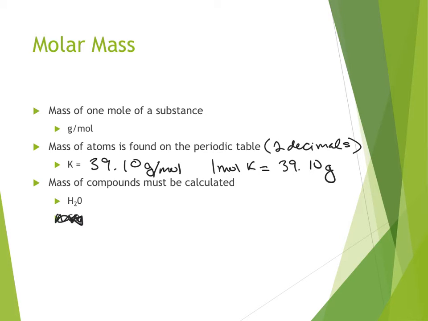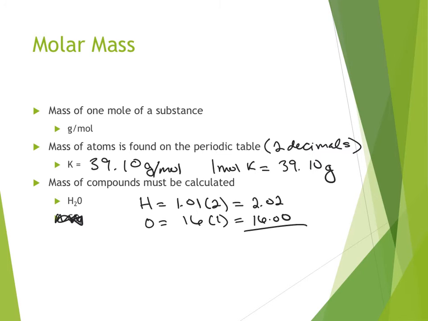we have to calculate its mass by adding up all of the atoms in it. So hydrogen has a mass of 1.01. There are 2 hydrogens in your formula. Oxygen is like 15.999. We're just going to call oxygen 16. There is 1 oxygen in your formula. So that would be 2.02, and you're going to add these together, so plus 16. And the mass of water then would be 18.02 grams. So that means 1 mole of water has a mass of 18.02 grams.